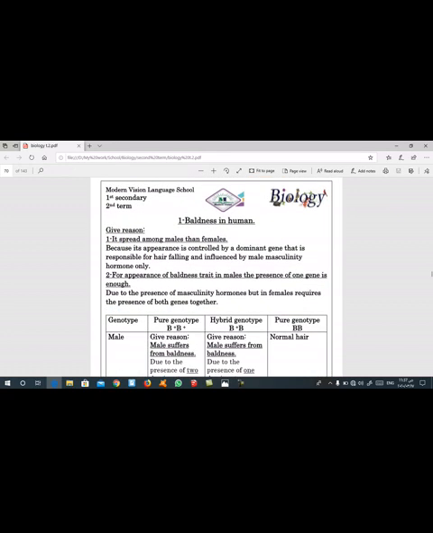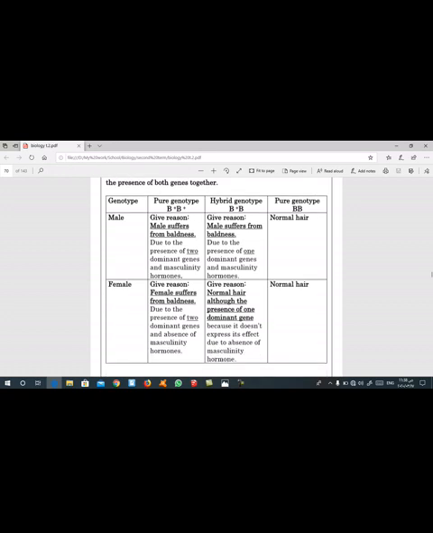If we move to baldness in humans, we get the genotypes: pure B+B+, hybrid B+B, and pure BB without positive signs. So here if I have a male B+B, he will suffer from baldness. So you have a problem here in baldness. Two positive charges mean two dominant genes. One positive means a dominant gene, but here it means recessive.